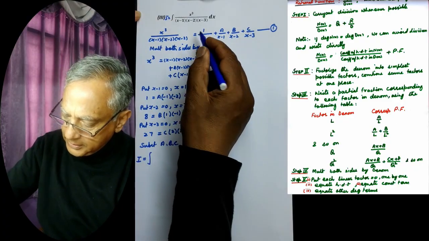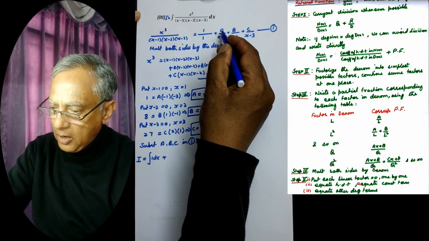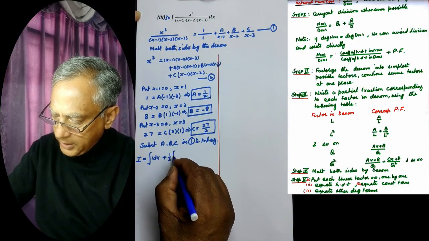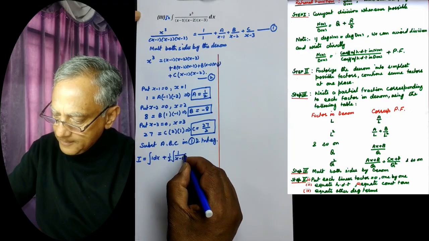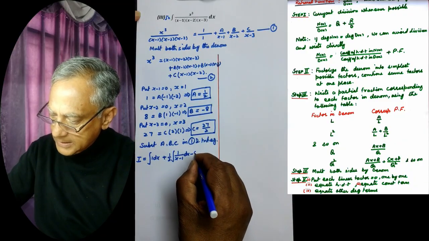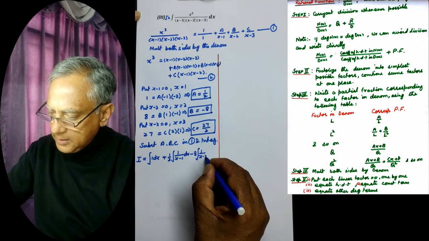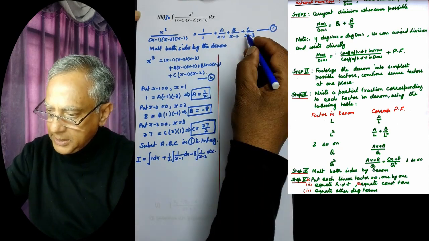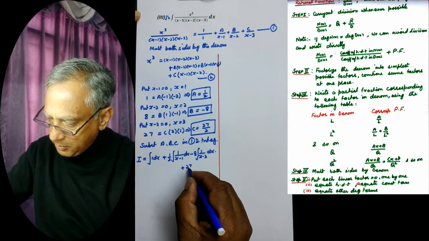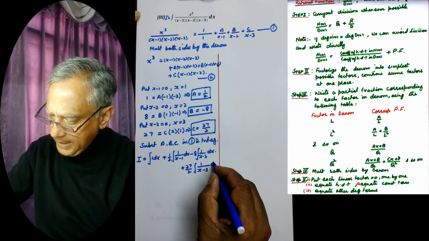Now integration of this will be the integral of 1 dx plus A into the integral of 1 over x minus 1. A is 1 by 2, so 1 by 2 into the integral of 1 over x minus 1 dx, plus B, which is minus 8, so minus 8 times the integral of 1 over x minus 2 dx, plus C over x minus 3. C is 27 by 2, so plus 27 by 2 times the integral of 1 over x minus 3 dx.